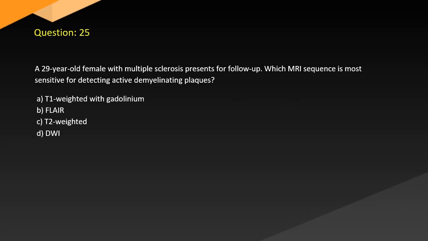Question 25. A 29-year-old female with multiple sclerosis presents for follow-up. Which MRI sequence is most sensitive for detecting active demyelinating plaques? A. T1-weighted with gadolinium. B. FLAIR. C. T2-weighted. D. DWI.